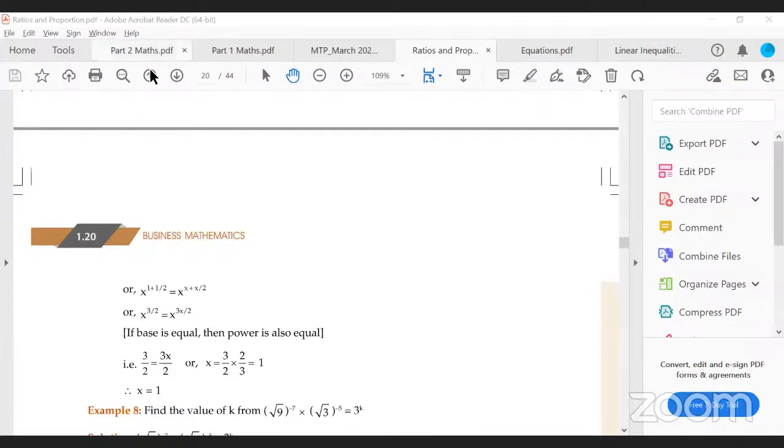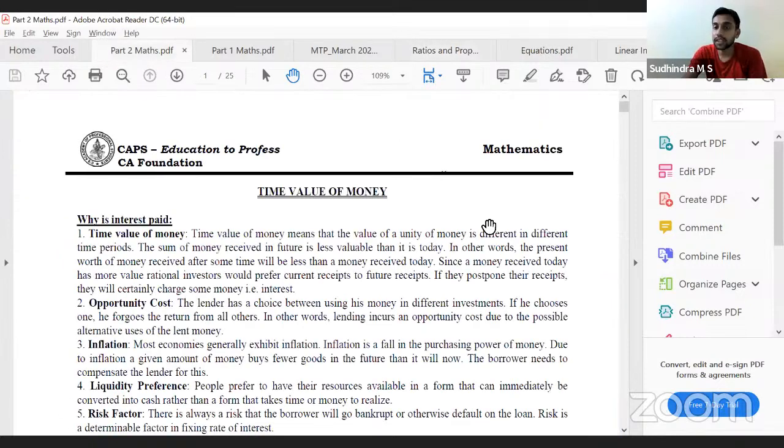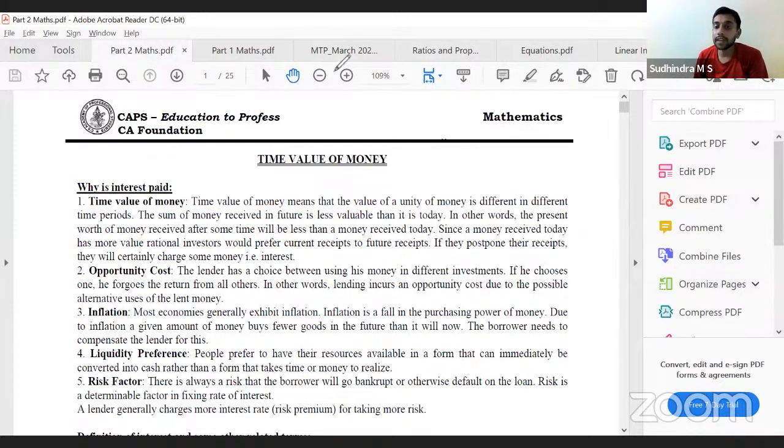Yes, the next chapter, time value of money. Again, an important chapter, but it's easy, it's common sense. Basically, time value of money is what? Paying interest on the deposits, on the loan, on the money that has been taken. Now, why does interest have to be paid? One is time value of money. The first reason is that the value of money today and the value of money in future, tomorrow or after 1 year, 2 years, 3 years would be different.